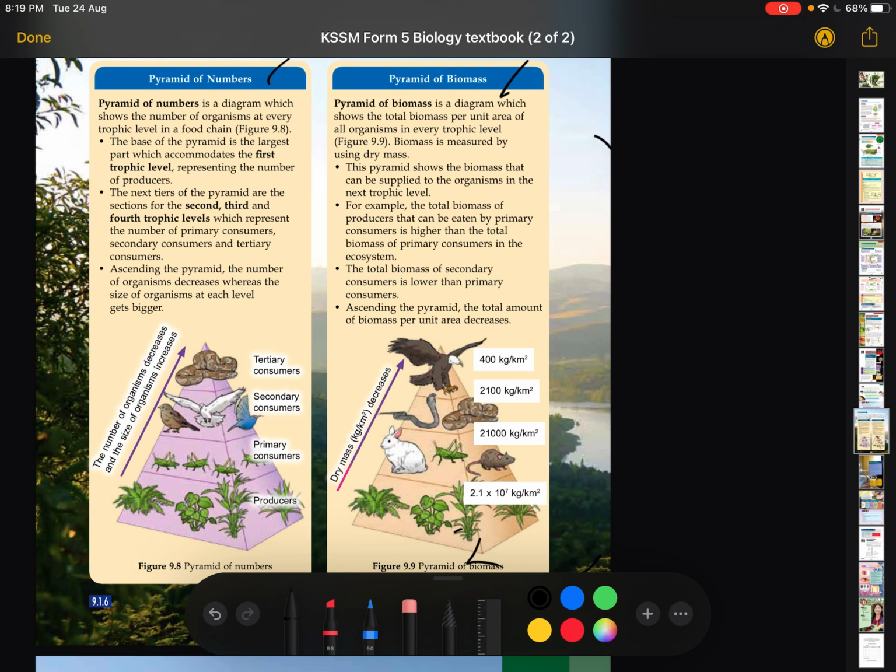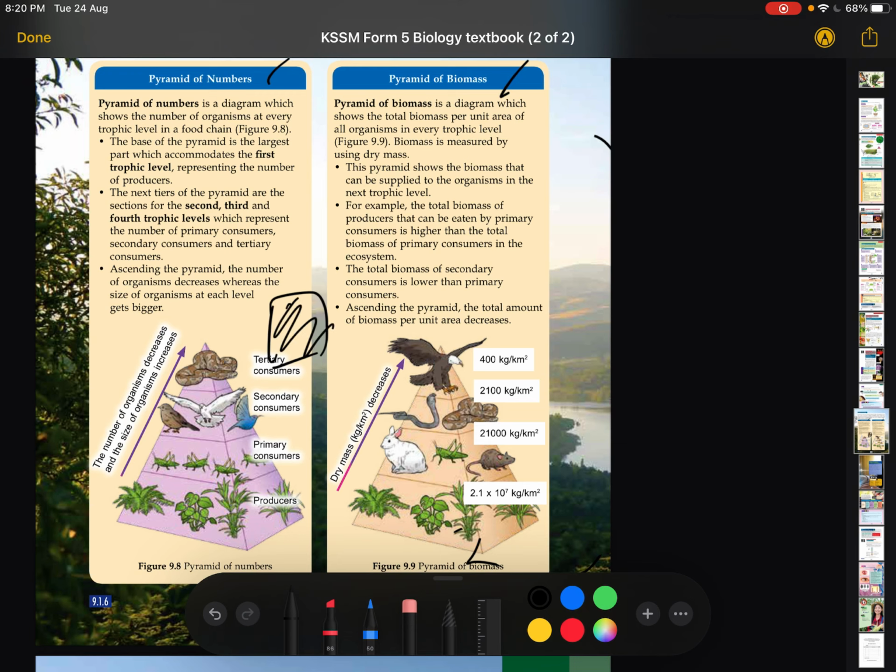So yeah, next is pyramid of biomass. So pyramid of biomass is also similar, but it is more towards using dry mass. So dry mass in this case will be like your weight. You don't call it weight, you call it biomass. And it will calculate the total weight per unit area. So the total biomass per unit area.